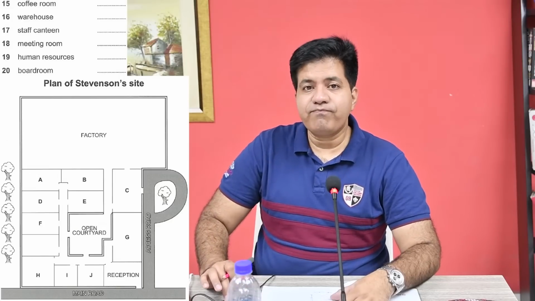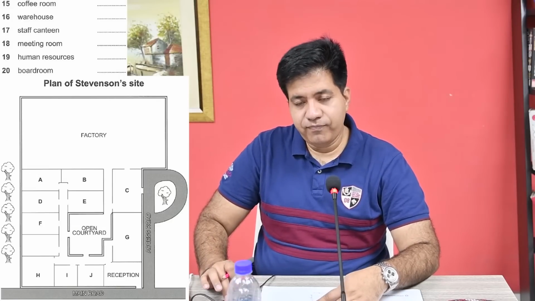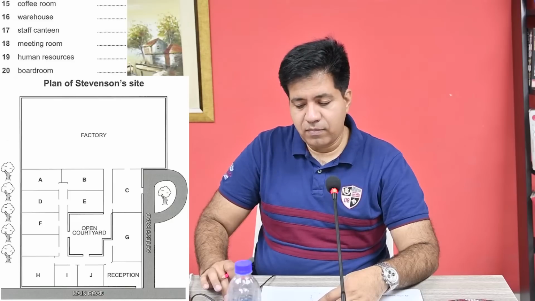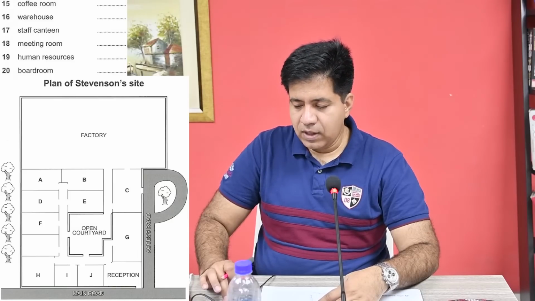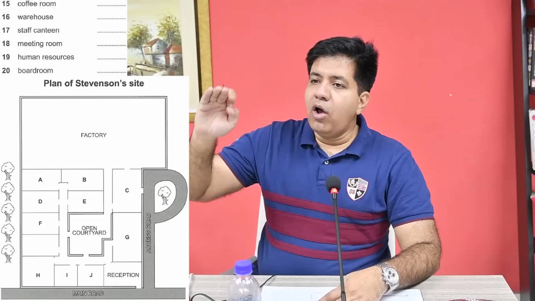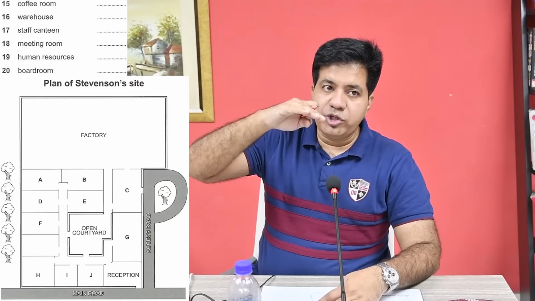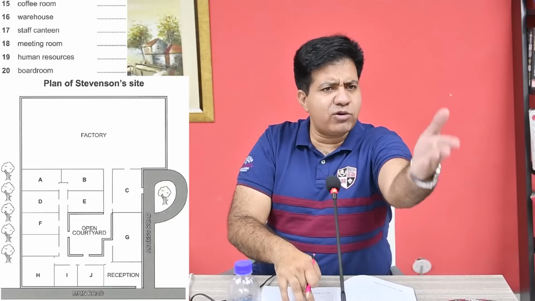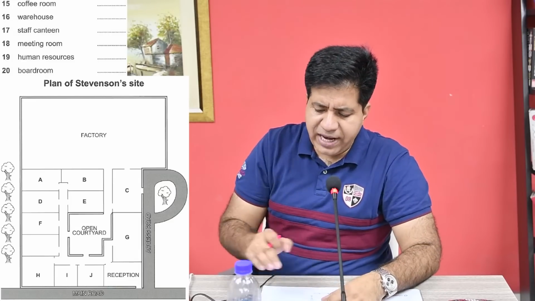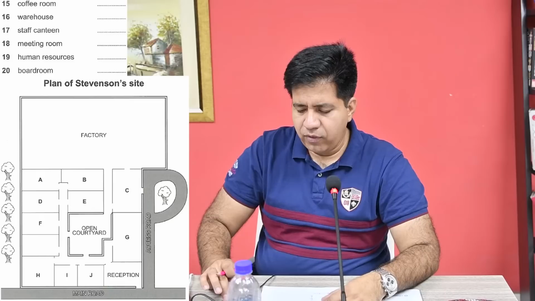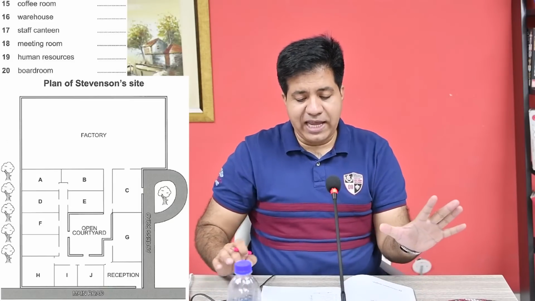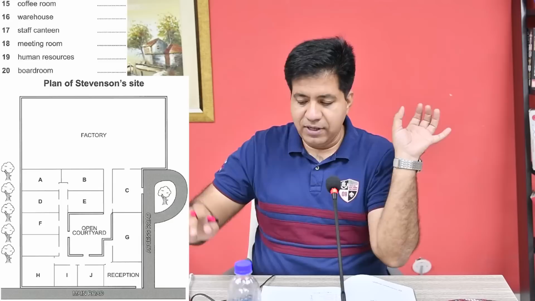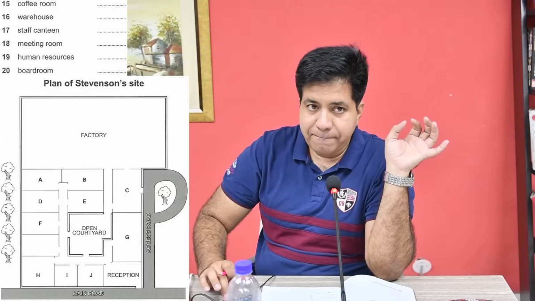You'll be using the meeting room quite often, and you'll find it by walking along the corridor to the left of the courtyard. Walking along the corridor to the left of the courtyard. Can you see that? Open courtyard and to the left there is the corridor. Corridor means a passage, right? Yeah, it's simple. Corridor left of the courtyard. Now from here it can be A, B, D, E or F. Now she says continuing along.